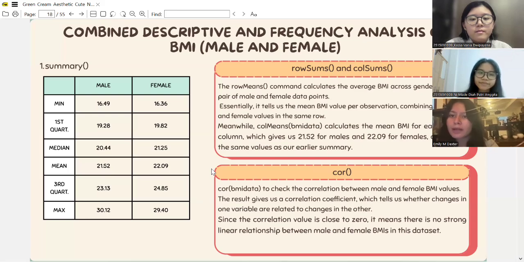The cor command is used to check the correlation between male and female BMI values. The result gives us a correlation coefficient, which tells us whether changes in one variable are related to changes in the other. Since the correlation value is close to 0, it means there is no strong linear relationship between male and female BMIs in this data set.